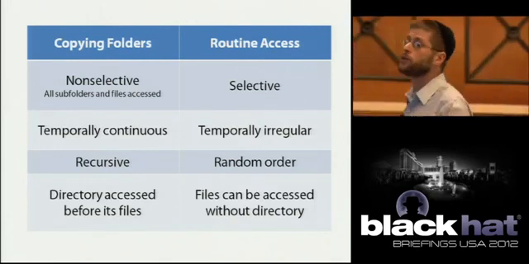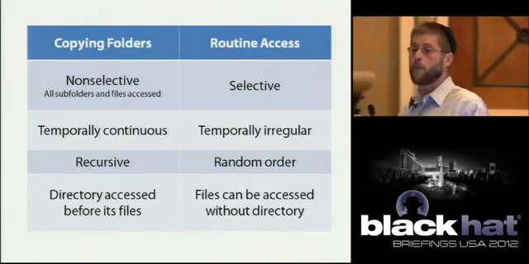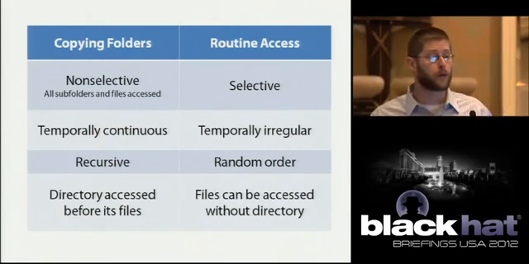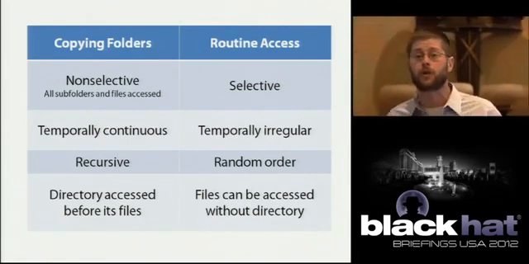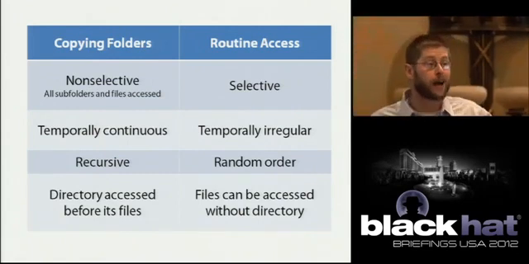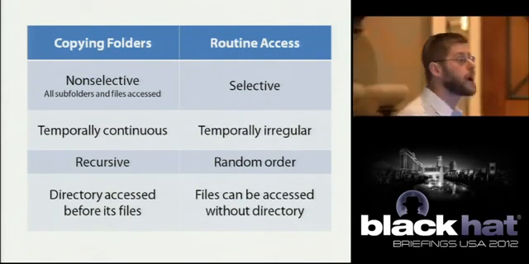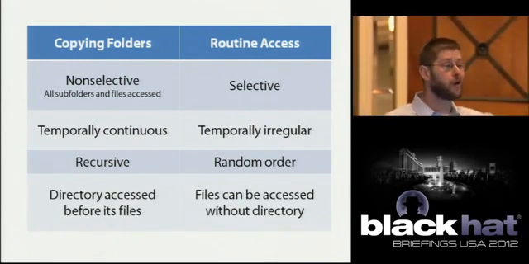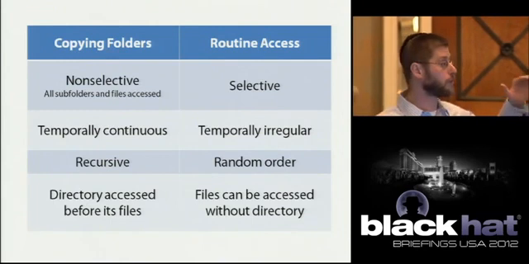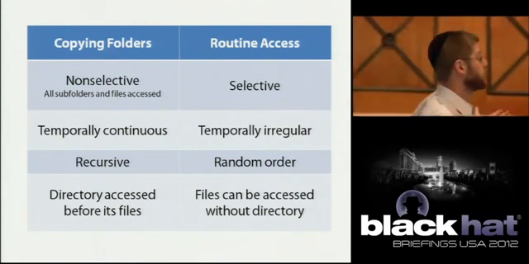And number 3, routine usage is randomly ordered. I open up one file, jump around, open up another one. There's no way to look at the file system and predict what I'm going to open and what I'm not going to open. Whereas copying is recursively ordered. It's a very clear, well-defined order, which is the same every time you copy.